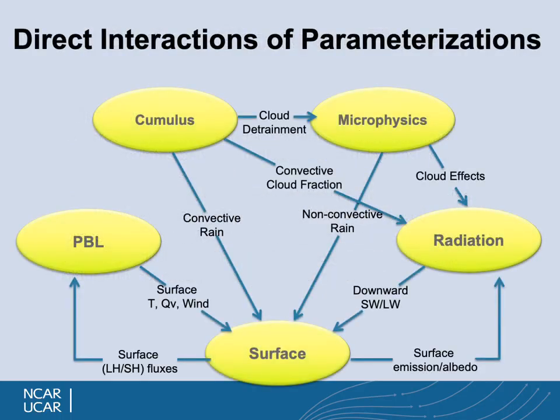So that ends the radiation talk. As I've mentioned, the radiation interacts like in this diagram with both the clouds in the model through the cloud effects and cloud fraction, and also directly impacts the surface through the downward shortwave and longwave fluxes. The surface also has some impacts on the radiation through its emission and the albedo, which impact how much upward flux there is, both in the longwave and the shortwave.